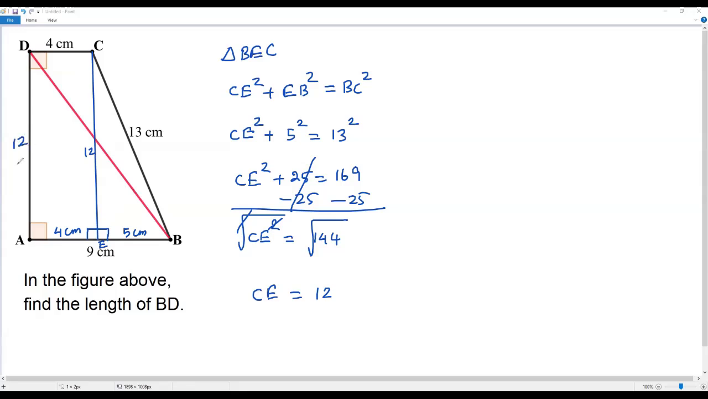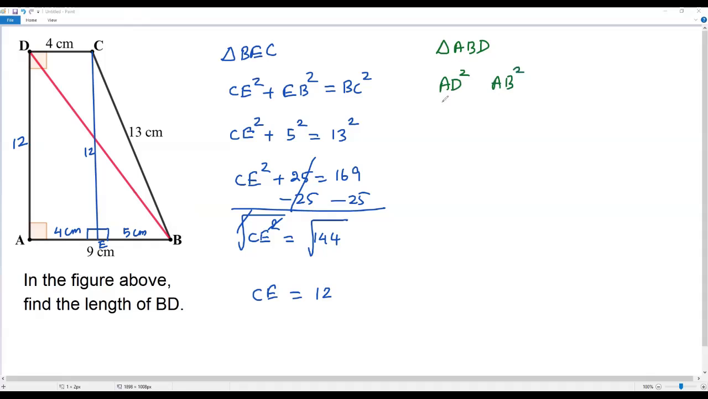Now let's consider the right triangle ABD. In this right triangle, I know the length of the two legs AD and AB. So I can use Pythagorean theorem and find the length of the hypotenuse BD, because BD is the side which is opposite to the right angle. In this right triangle ABD, I'm going to square the two legs AD and AB. So that is AD square and AB square.